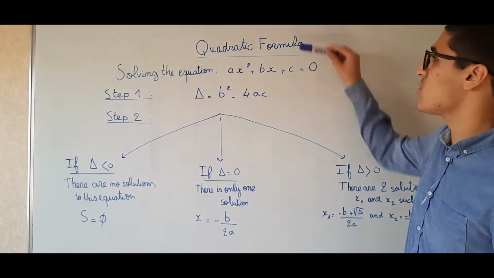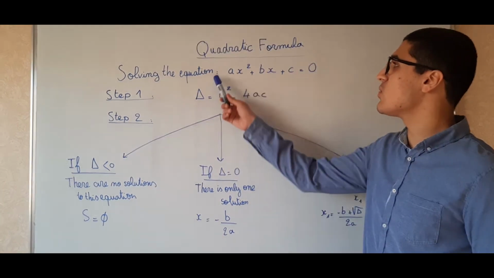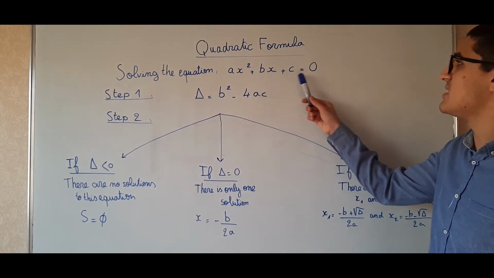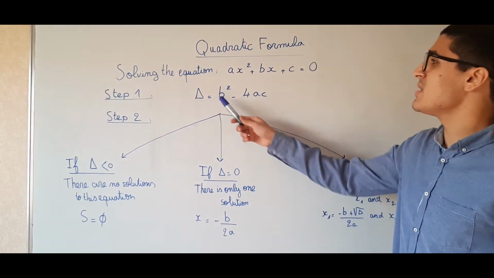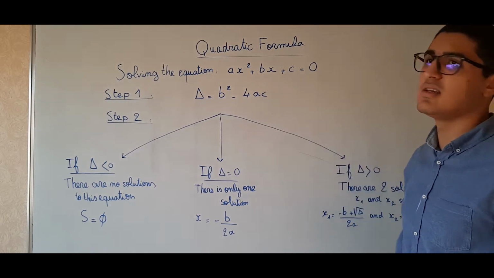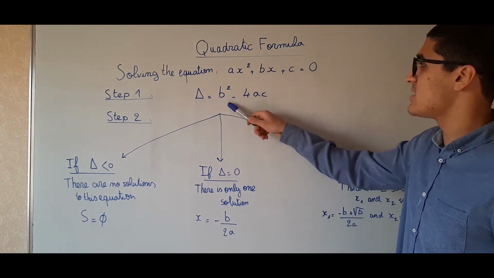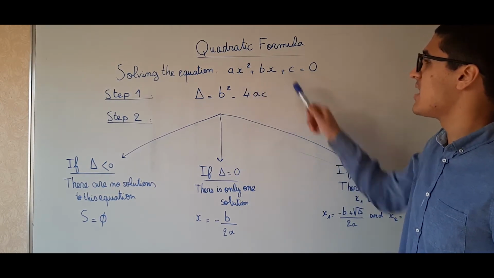Our lesson today is the quadratic formula, or how to solve an equation of the type ax squared plus bx plus c equals 0. The first step is to calculate the determinant, and the determinant equals b squared minus 4ac. So you take b, you square it, and you subtract 4 times a times c.